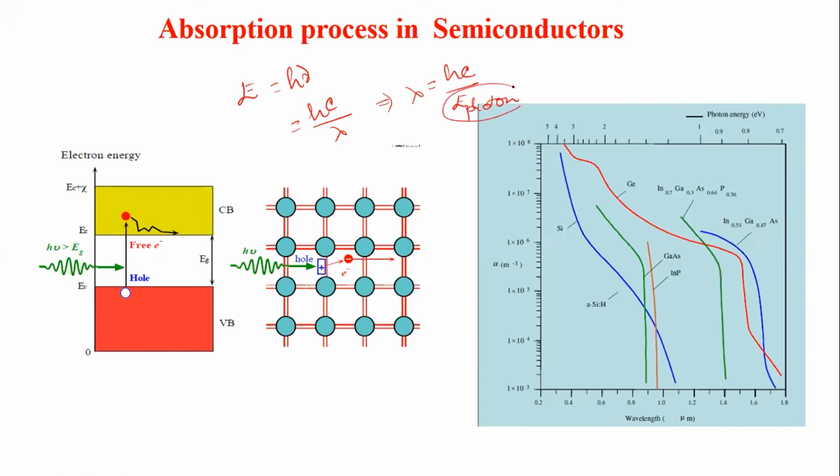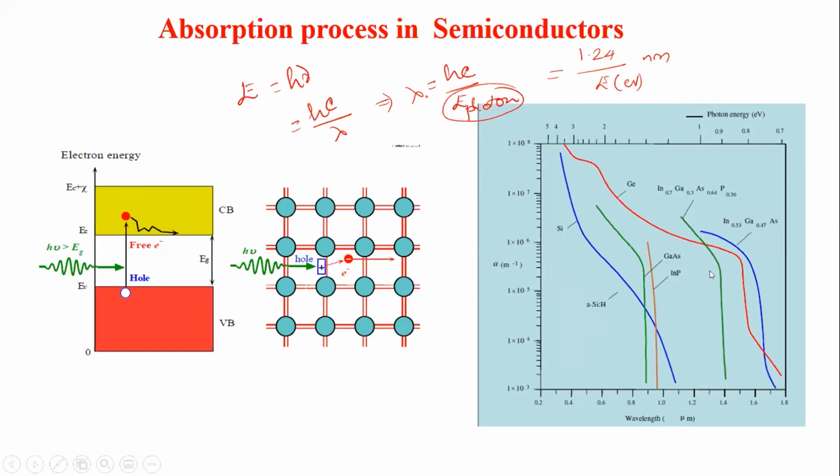So based on the photon energy, we can calculate the cutoff wavelength. If it is Eg, then this is the cutoff wavelength for this semiconductor. You can simplify this also: lambda equals 1.24 divided by E in terms of eV, where you get lambda in micrometers. Absorption per unit length is called the absorption coefficient.